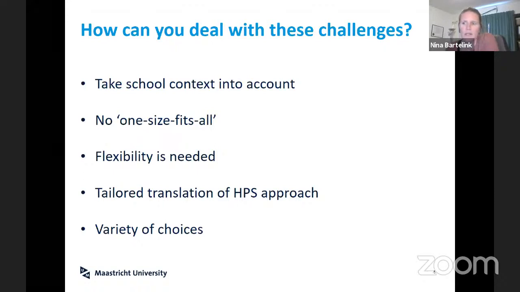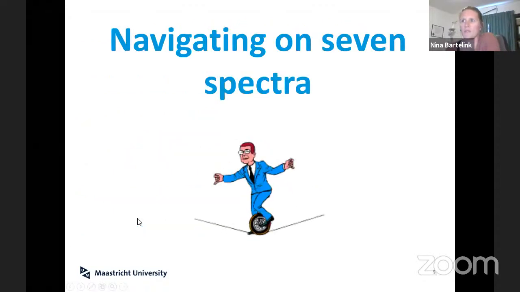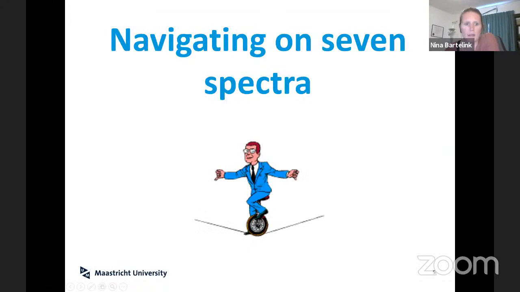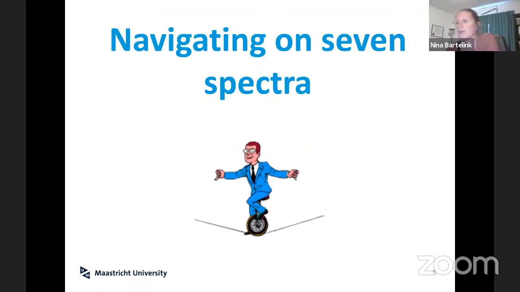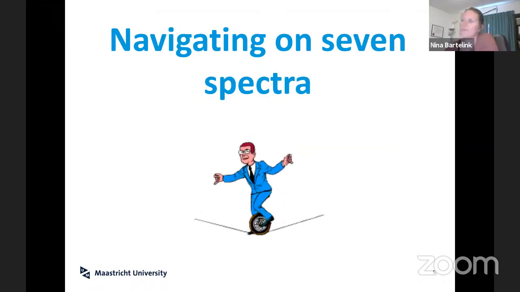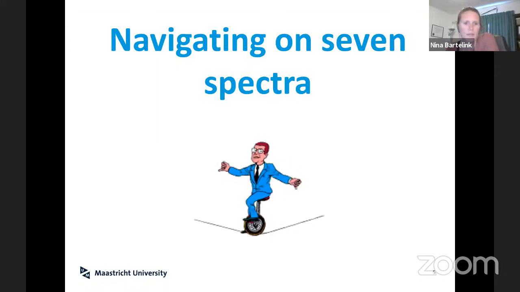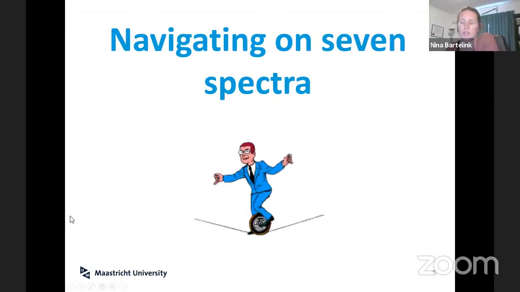To illustrate and to support you in the kinds of choices you can make, we identified 7 spectra on which you can navigate. I will now discuss each spectrum one by one. But before I do that, I think it's important to say that there is no right or wrong. It depends on the context what works best and fits best. So even when you're leaning towards the left side, the right side, or more in the middle, that's all fine. You really have to look at the context of your specific situation.